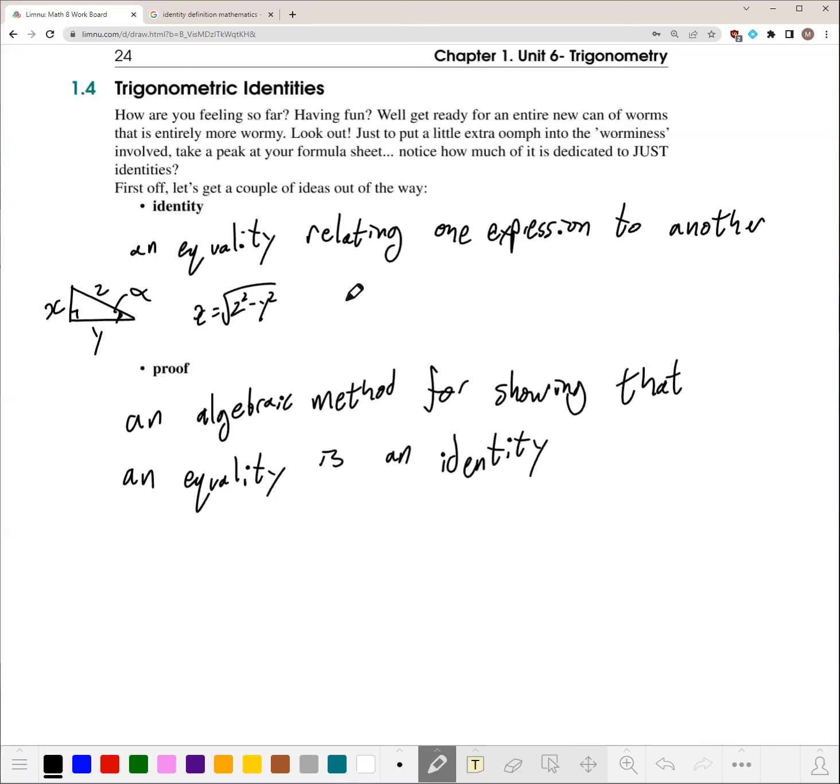I could also say that X is equal to, well, what's this one equal to? This would be equal to Y tan alpha. Okay, and so if this is a way of finding X, and this is another way of finding X, I could say that Y tan alpha must then be equal to the square root of Z squared minus Y squared. Hey, look, two things that look pretty different, but in the context of this triangle, we're looking at the same thing. They are equal expressions.